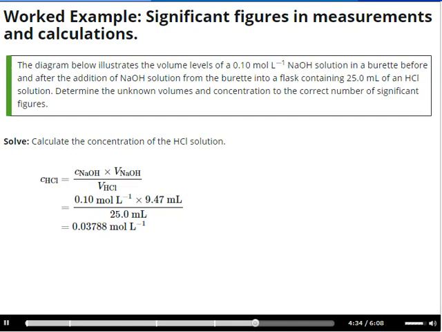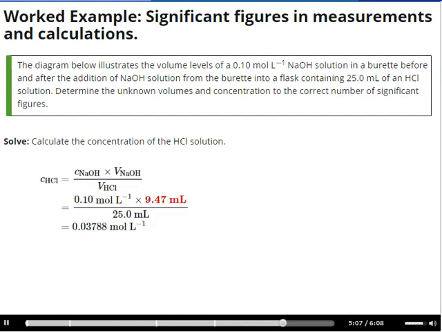We must now determine how many significant digits to report in our calculated value. For multiplication and division, the calculated value is reported to the same number of significant figures as the value with the smallest number of significant figures. Let's consider the number of significant digits in each of the values used to perform the calculation. The concentration of sodium hydroxide, 0.10 moles per liter, is known to two significant figures.